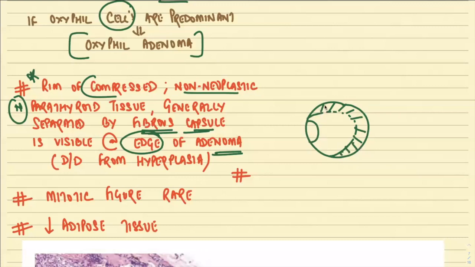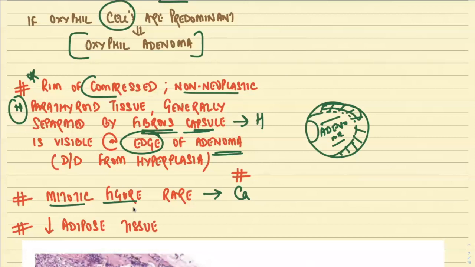So you will see the compressed tissue at this particular end, and this is the adenoma that you see. This is a very important point of difference between adenoma and hyperplasia. Again, this is how we differentiate the adenoma from hyperplasia. Now remember, mitotic figures are very rare in adenoma, and this is how we differentiate it from parathyroid carcinoma. And as I told you, normally 17 to 20% fat is there.